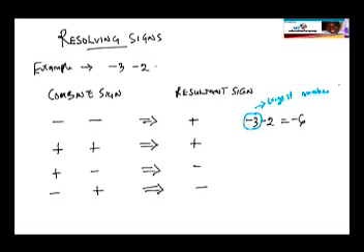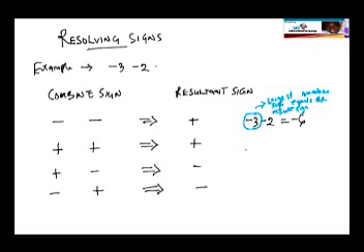So the largest number sign equals the result sign.